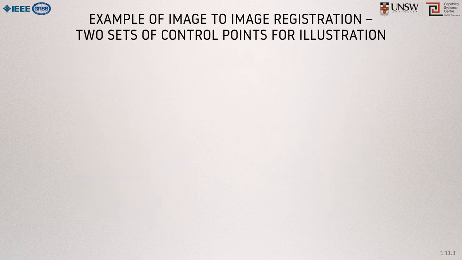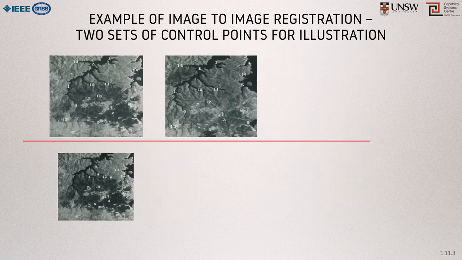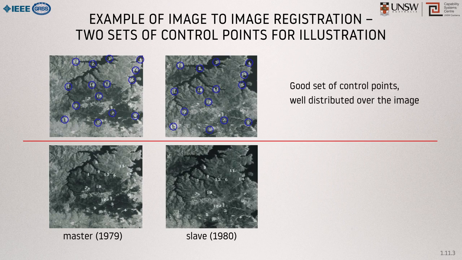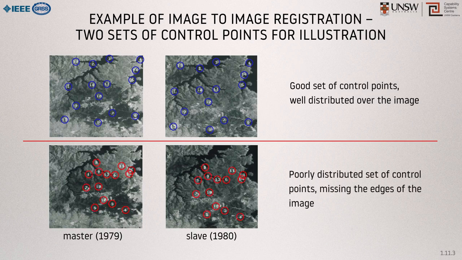Our first task is to choose a set of ground control points. On this slide, we have shown two different sets. Those on the top pair of images are well distributed over the scene, whereas those in the bottom images tend to be clumped, with none towards the image edges. Notice that we have chosen some control points on the water-land boundaries.